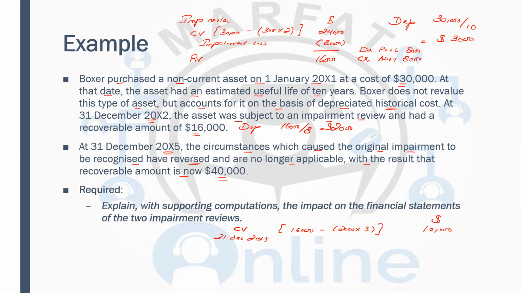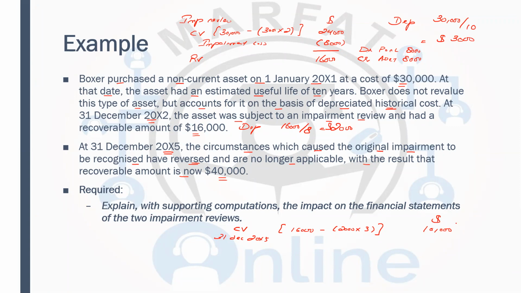Once the asset has been brought down to the recoverable amount, the new depreciation should be charged on the recoverable amount and the remaining useful life. The remaining useful life after 2 years is 8 years. Now the new depreciation charge is 2,000 per annum. Again, at 31st December 20X5, after a further 3 years, they are conducting the impairment review again, and the factors based on which impairment was charged have now been reversed. Now we need to reverse the impairment loss as well. So the carrying value is 10,000 at that date.